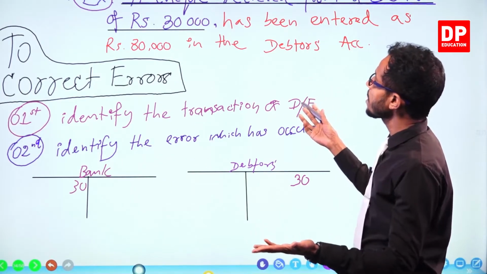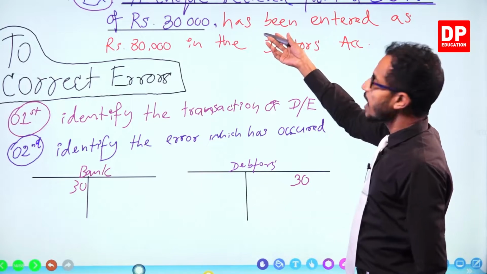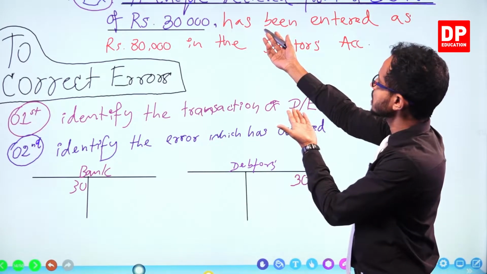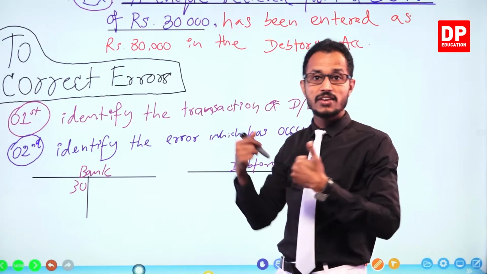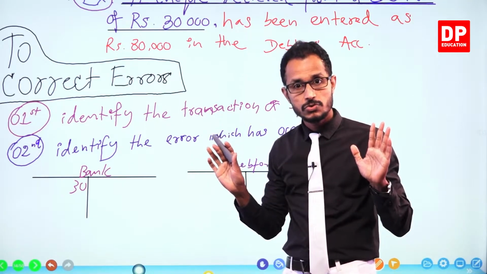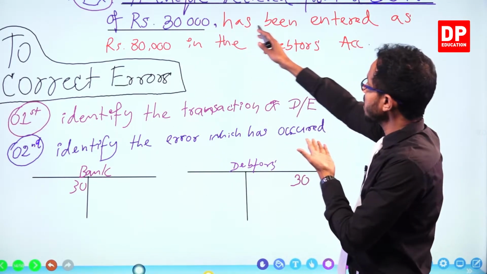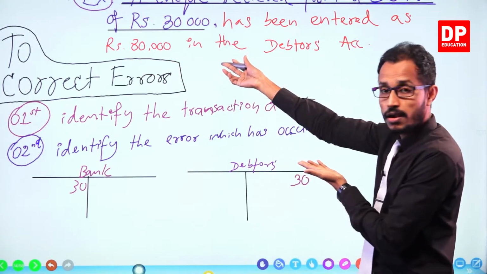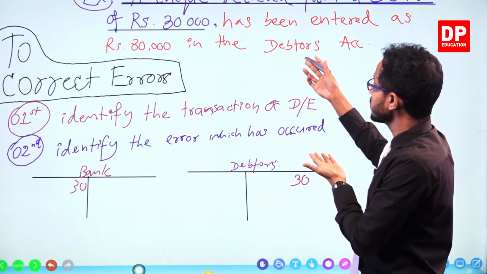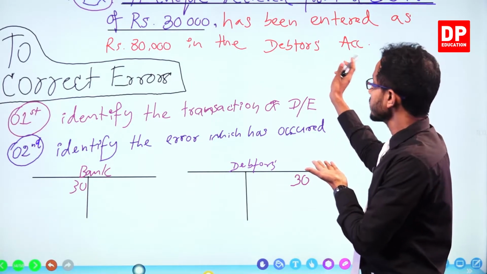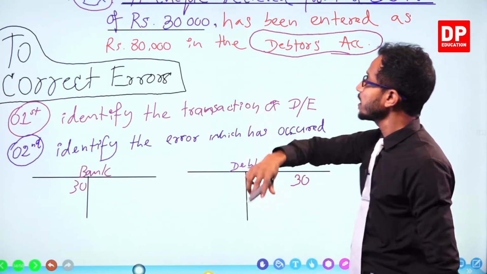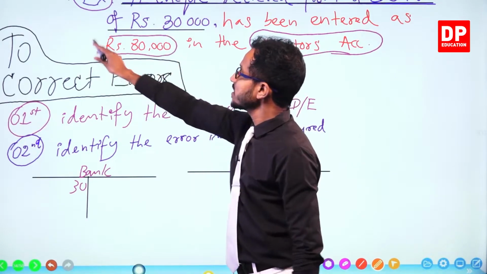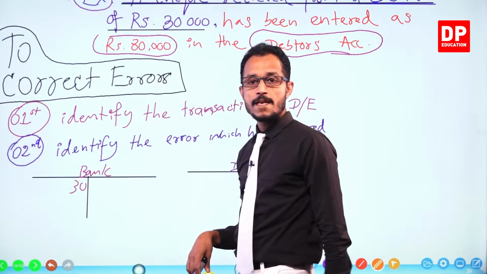What is the error? The error is in red color here. I gave it to you in red color just for you to understand. It has been entered as 80,000. Where? In the debtors account. Only in the debtors account they have entered 80,000.